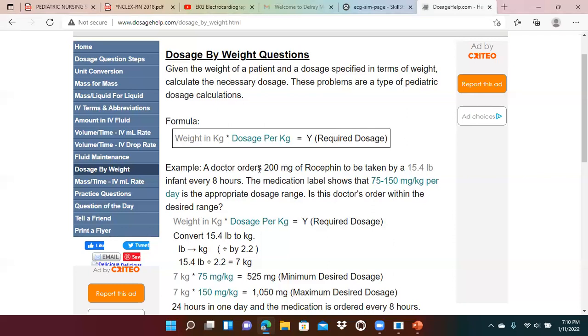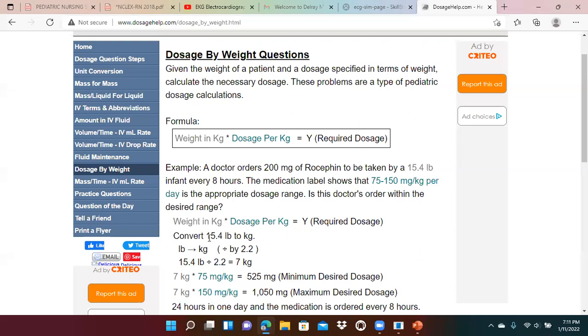So this dose is for pediatrics, right? So required dose equals body weight in kilogram times dose per kilogram. Like example, a doctor ordered 200 milligram of roxapine to be taken by a 15.4 pound infant every 8 hours. The medication label shows that 75 to 150 milligram per kg per day is the appropriate dose range. So is the doctor's order within desired range or not? We know that required dose equals weight in kilogram times dose per kilogram.